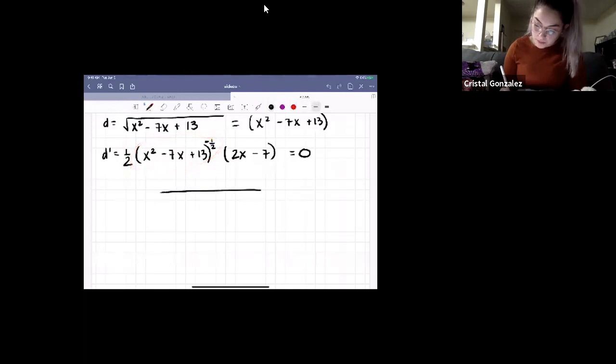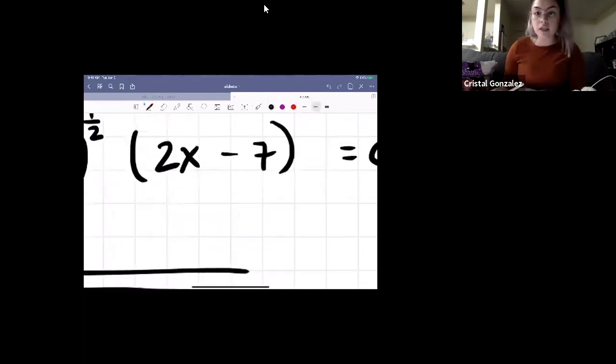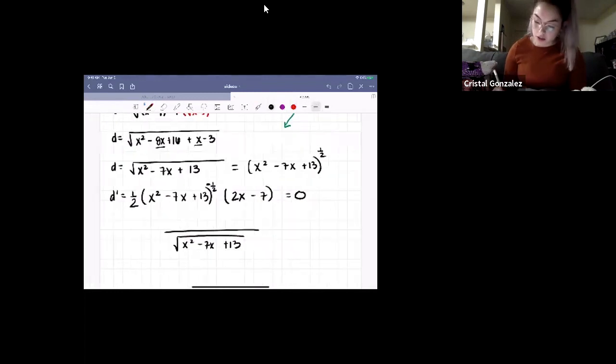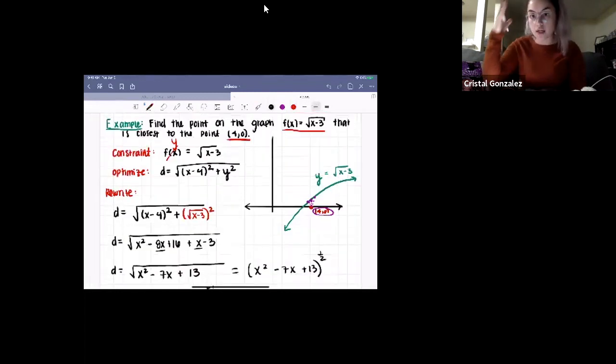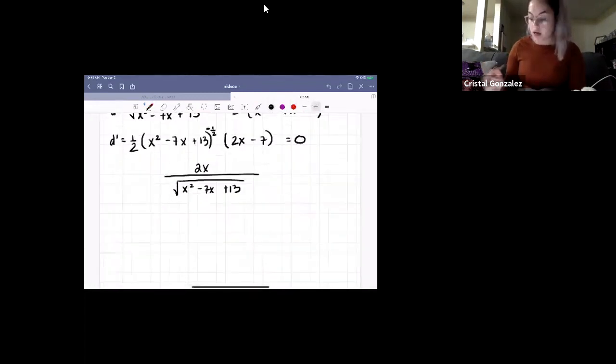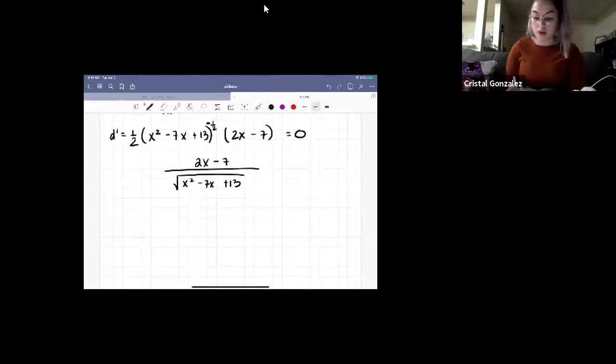I'm going to get the square root of x squared minus 7x plus 13. And then my 2x minus 7 here, nothing was wrong with it. It's all positive. I mean, there are no negative powers. So I'm just going to go ahead and bring that up to the top. And my 2 is on my denominator, so I'll bring that to the denominator.